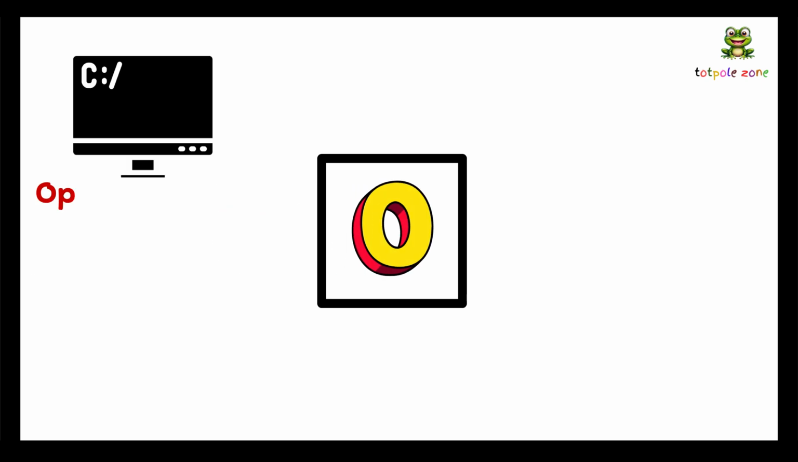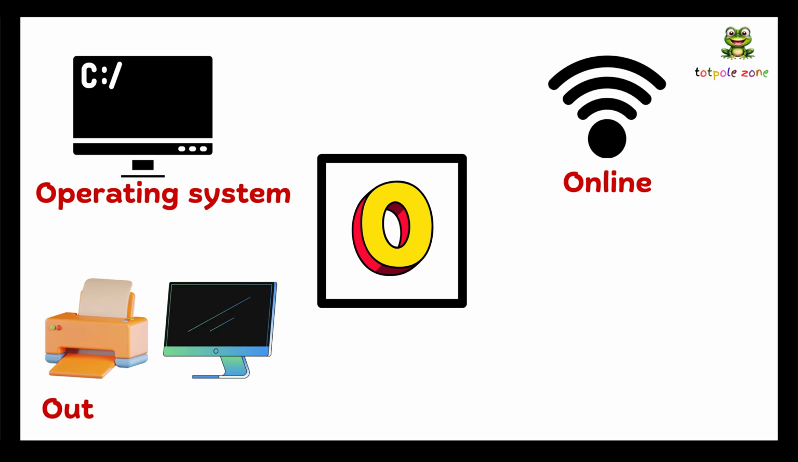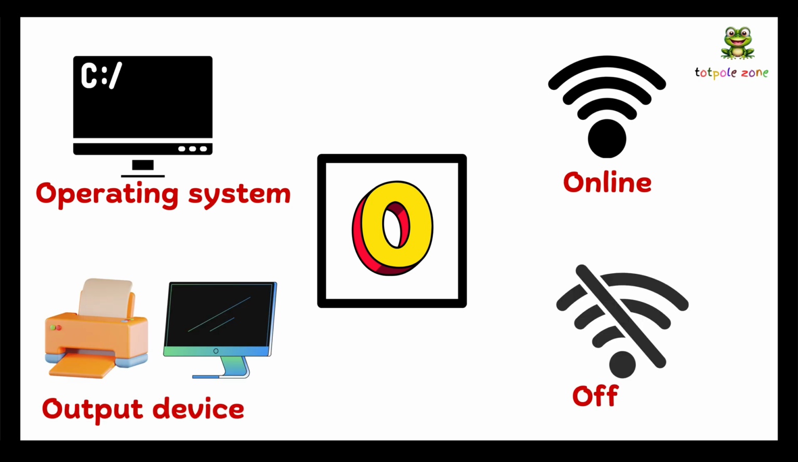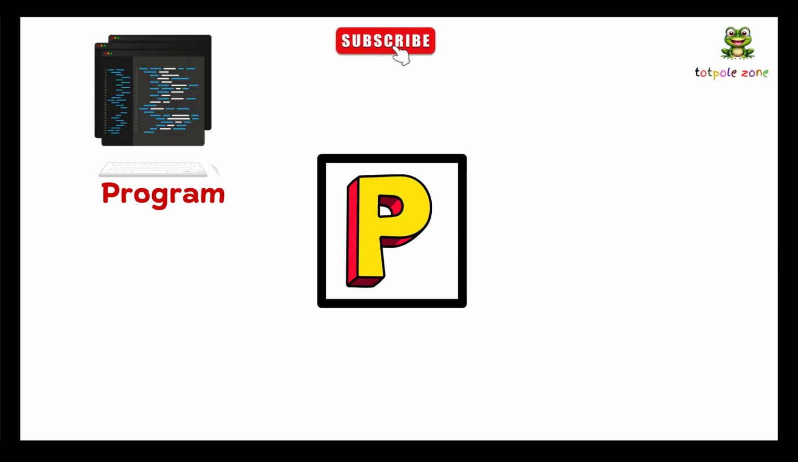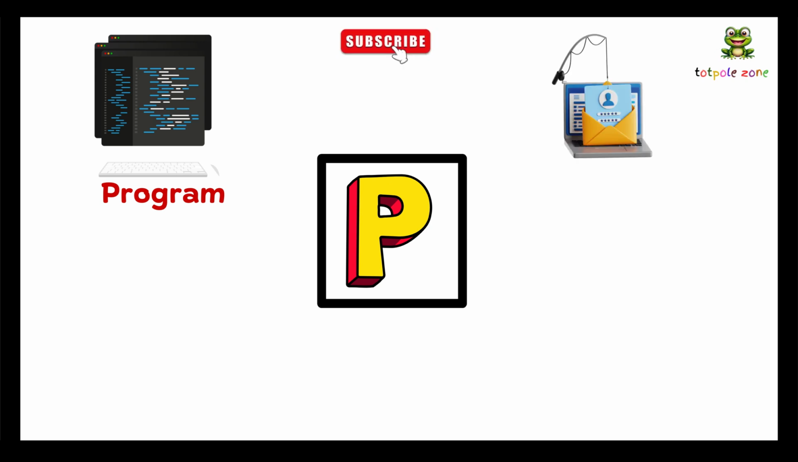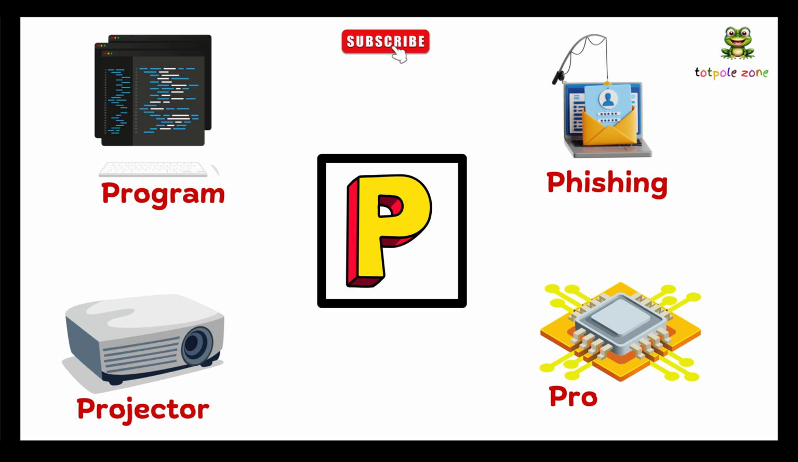O for operating system. O for online. O for output device. O for offline. P for program. P for printer. P for projector. P for processor.